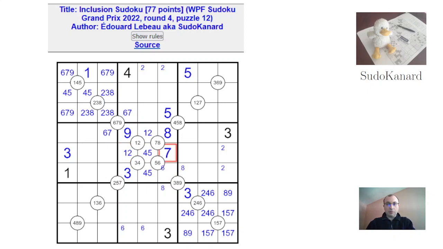And 7 can only be here, and that's a 6. 8 here removes 8 from this cell, so it has to be a 9. That's an 8. And it resolves the 8-9 pair here. We can also note that there's a 4 somewhere here, so that 4 is not here.